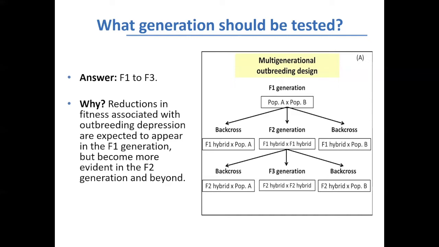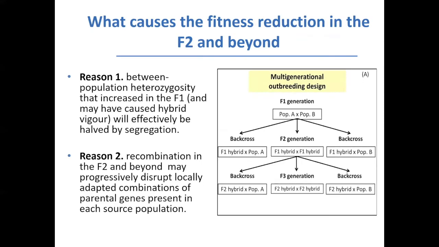And this would most certainly be much more informative than trying to predict whether outbreeding depression will occur, for example, based on the degree of genetic differentiation between populations. Saying this, in theory, reductions in fitness associated with outbreeding depression are expected to be manifest in the F1 generation and then become more evident in the F2 generation and beyond. As such, we should really test for outbreeding depression into the second and third generation.